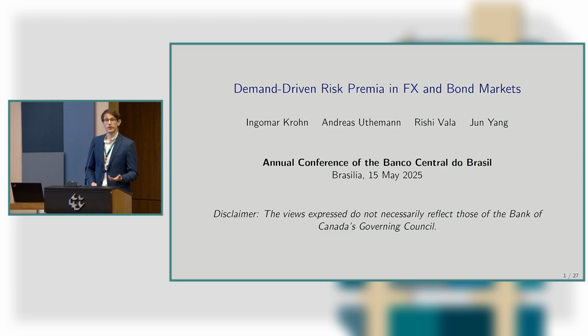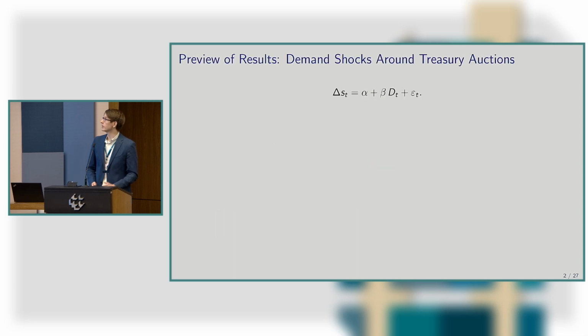The objective of this paper is actually very, very simple. We are trying to understand the impact of demand shocks around treasury auctions on prices across different asset classes. And we are particularly interested in the responses of foreign exchange and bond markets, which are two market segments that share the same risk factors and that are highly integrated with each other.